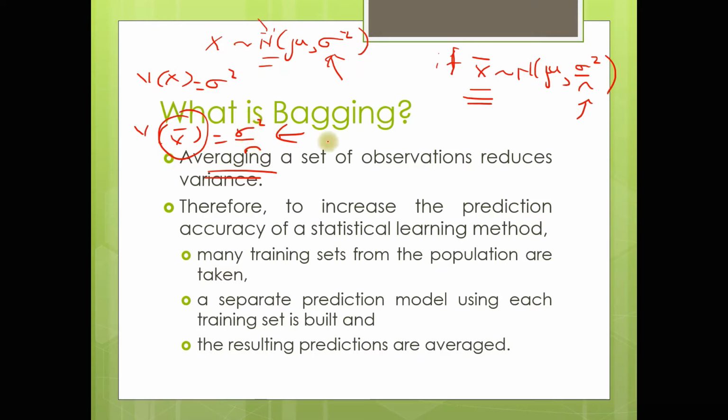Sigma squared will be divided by n compared to sigma squared. So the variation will decrease normally. So we can make this analogy to understand this principle of averaging.